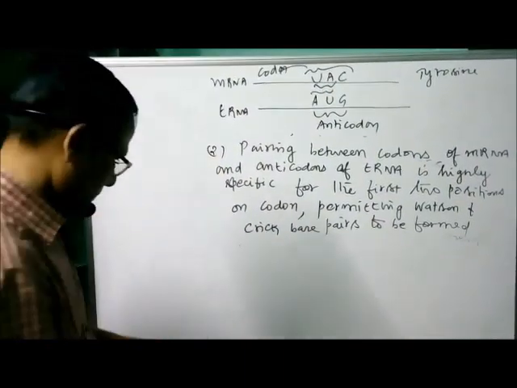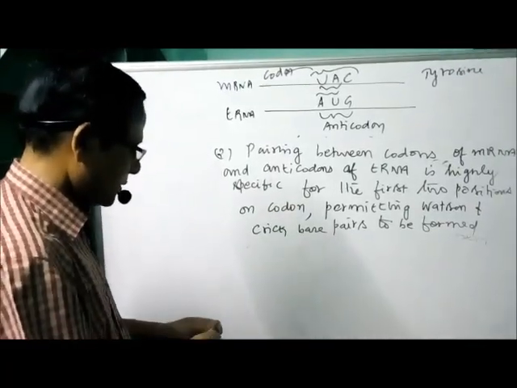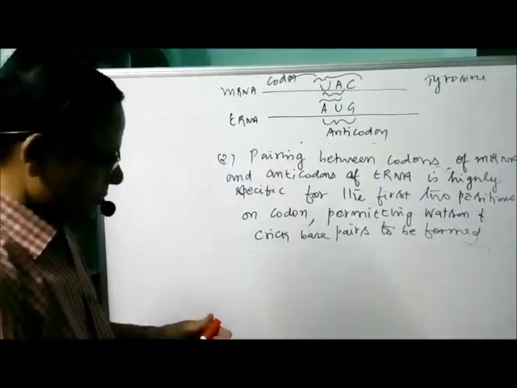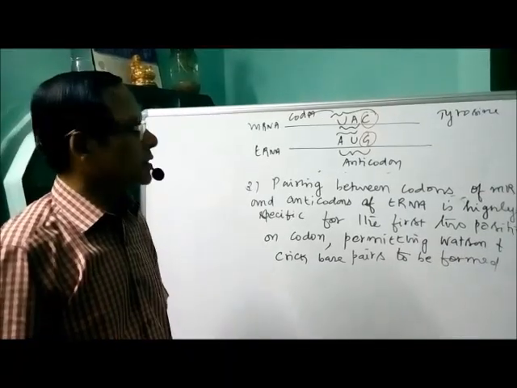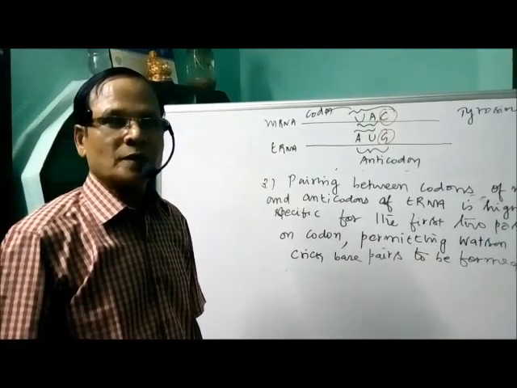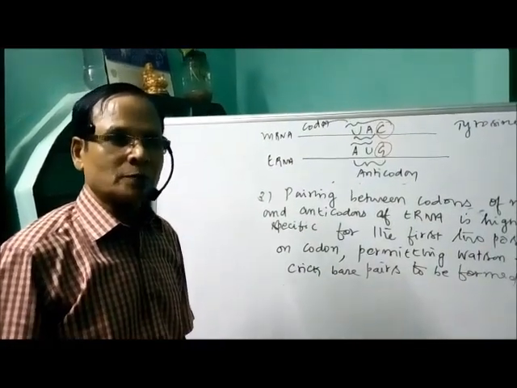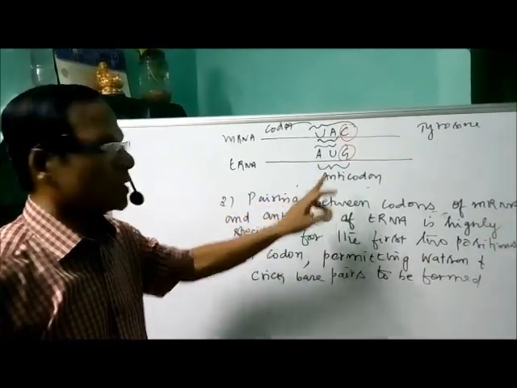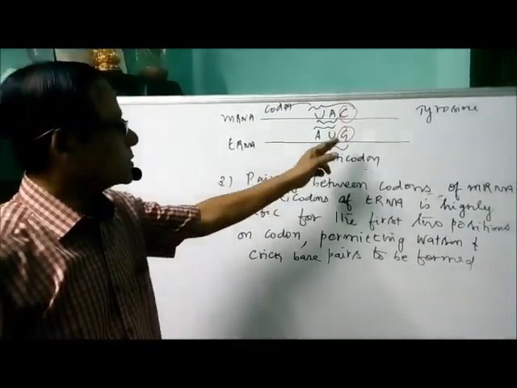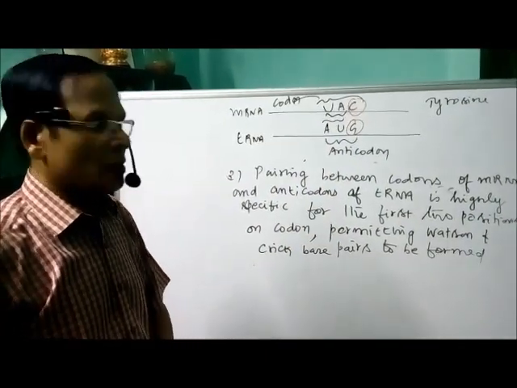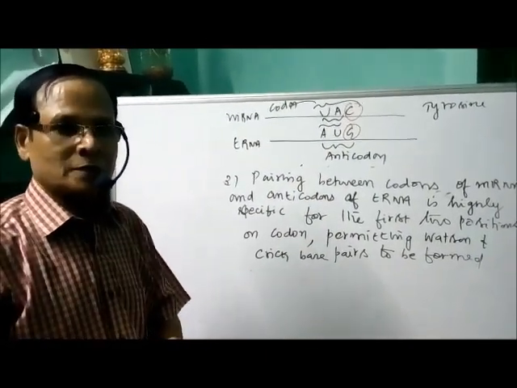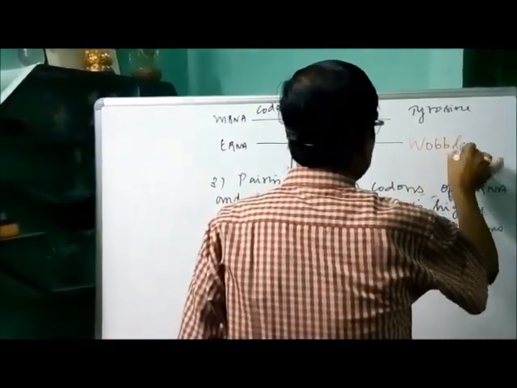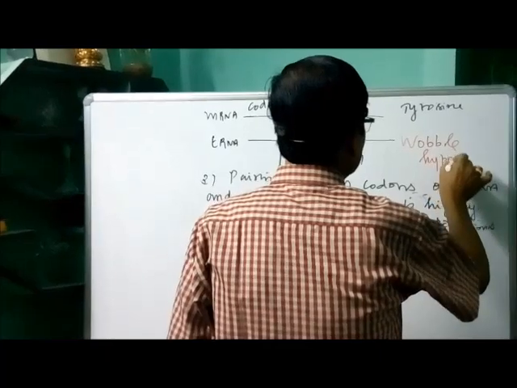But in the third position, what will happen? At the third position, there is great flexibility as to which base pairs are acceptable. That's what I mentioned about the third position. The first two positions are highly specific, but the third position is highly flexible. And normally we have a hypothesis called the wobble hypothesis. I will discuss it later.